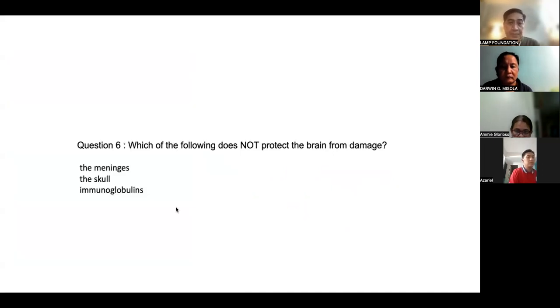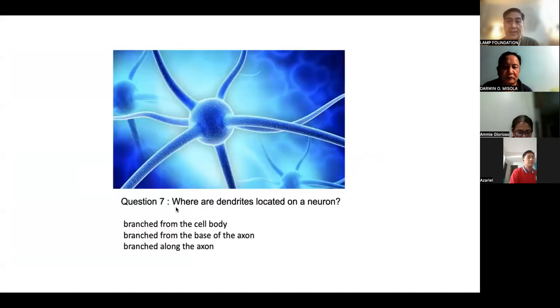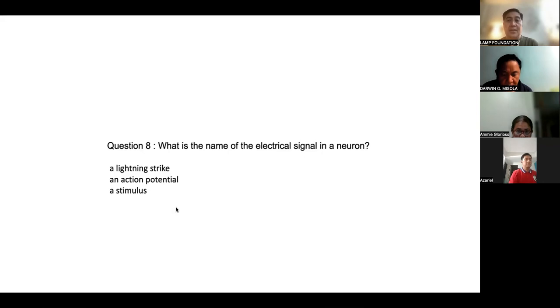Motor activity. Which of the following does not protect the brain from damage? The immunoglobulins. Where are dendrites located on a neuron? Branched from the cell body.